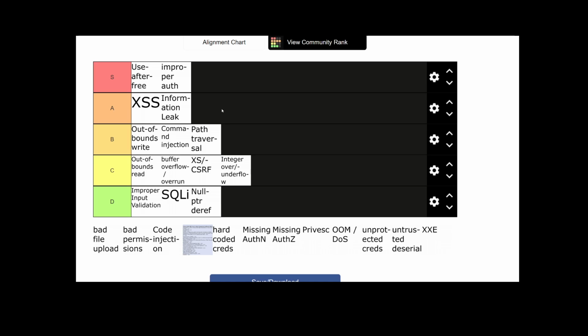Next one is 434, unrestricted upload of file with dangerous type. As always, the CWE guys coming up with the absolute worst names for these kind of things. Essentially what this means is uploading an SVG to a CDN or an HTML file, or uploading an exe to someone's CGI bin or something like that.